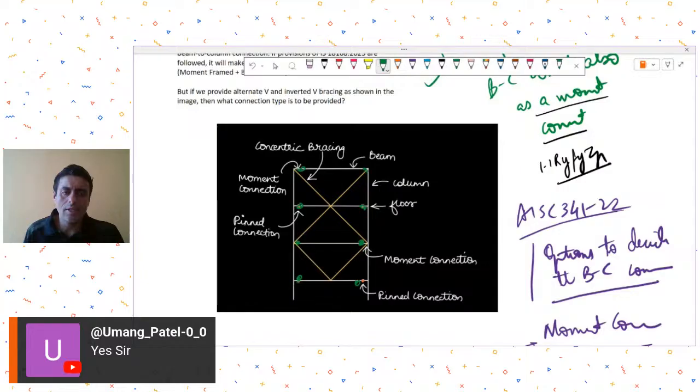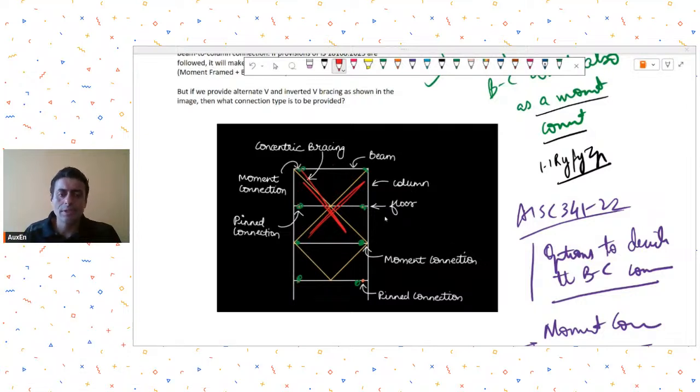And that makes a lot of sense because this is an SCBF system. Loads are supposed to flow through the axial tension and compression in the bracing, not through moment frame action. So this option that AISC 341 gives you is much more logical. But as of now, this is not available in 18168. So that's a problem.